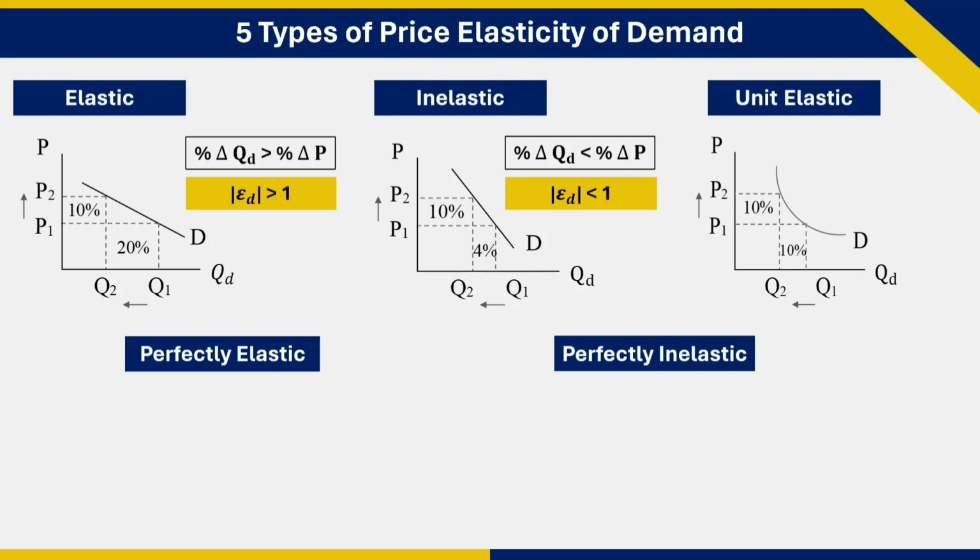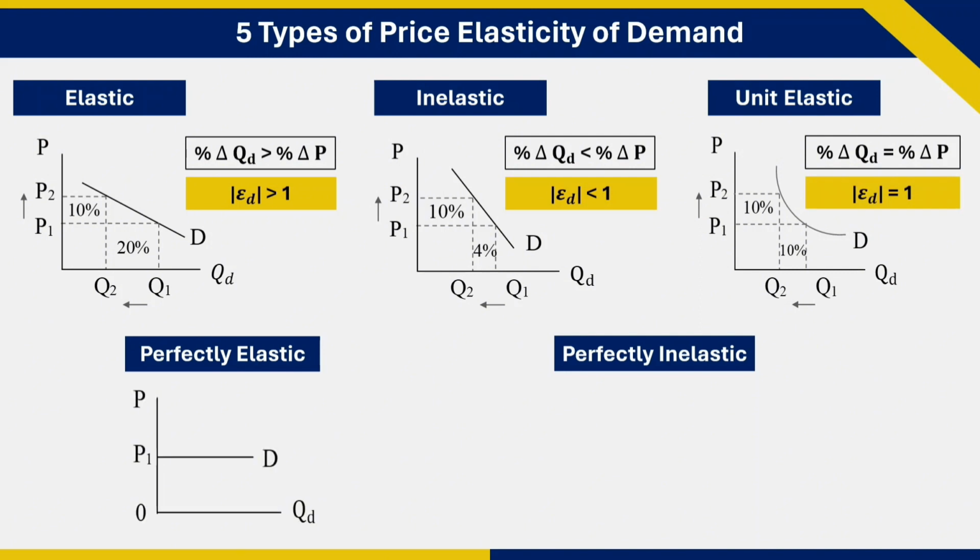The next graph depicts a 10% increase in price and a 10% reduction in quantity demanded. So, when the percentage change in quantity demanded is equal to the percentage change in price, the demand is called unit elastic. In this case, the coefficient is 1 since the change in quantity demanded and the change in price are equal.